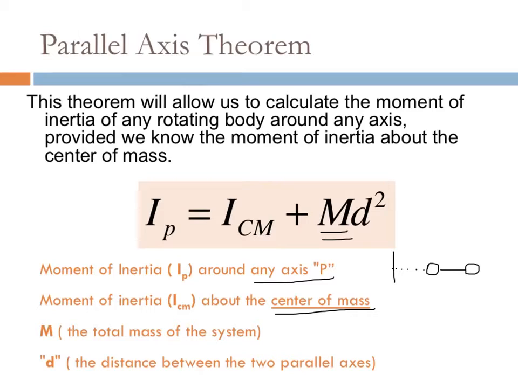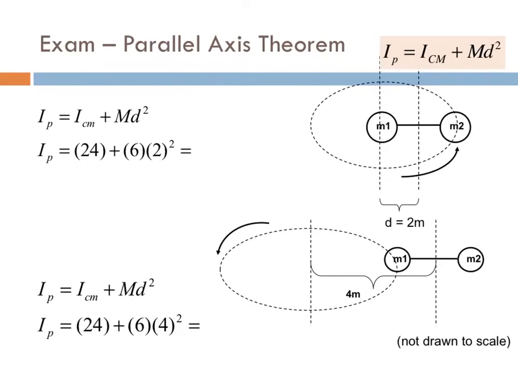Then our distance would have been the distance from our axis of rotation to the center of mass, which in this case would have been 4 meters. So going back to the very first example, when we calculated our moment of inertia about the center of mass, we said that our distance of each object was going to be 2 meters, so our moment of inertia about the center of mass was going to be 24.